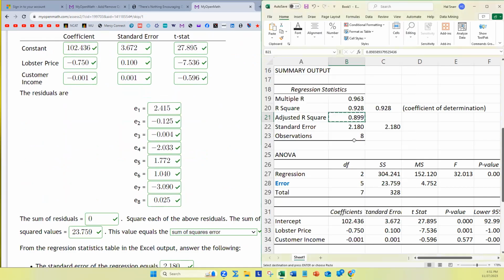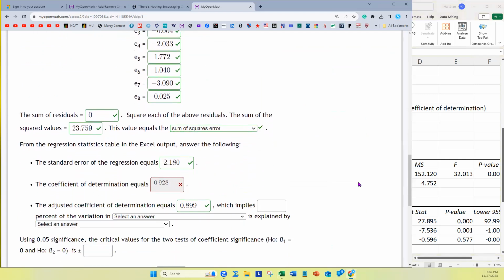So in simple regression, you interpret this value. In simple regression, you only have one x variable. In multiple regression, you want to interpret the adjusted R square because you have multiple x's, right?